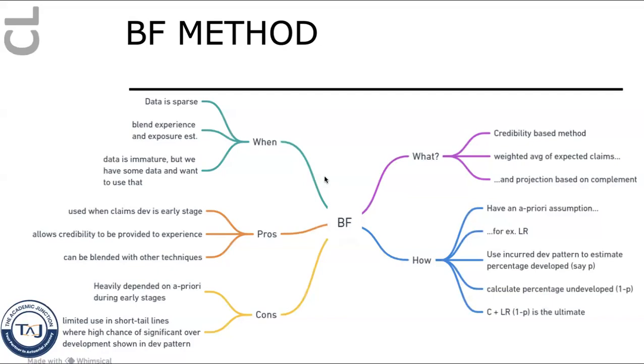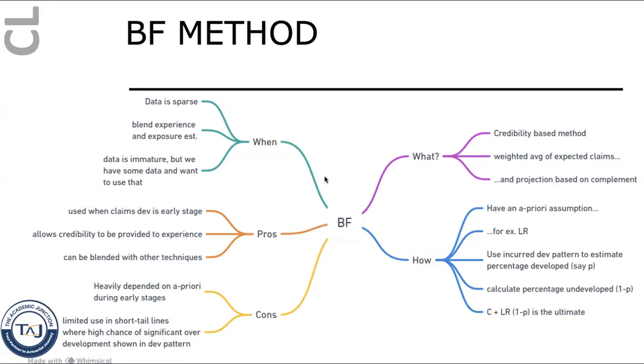So based on our judgment, we give weights to the BCL and the ELR method, and then calculate the reserves using the BF method. That is like a simplistic approach that we use.